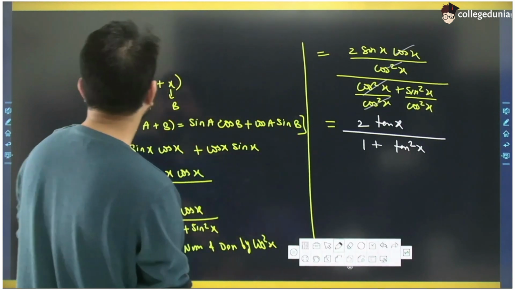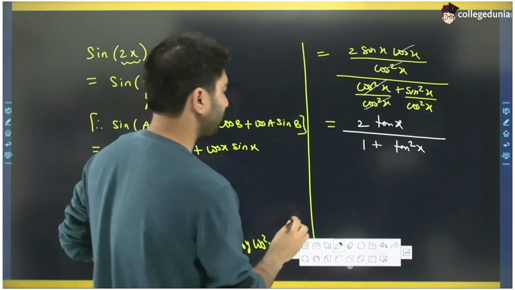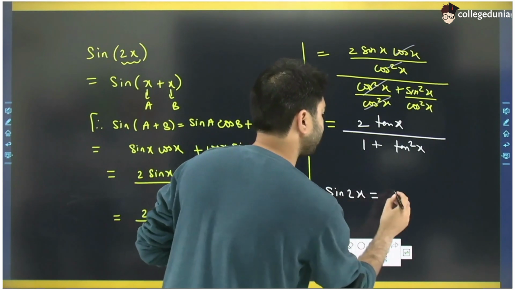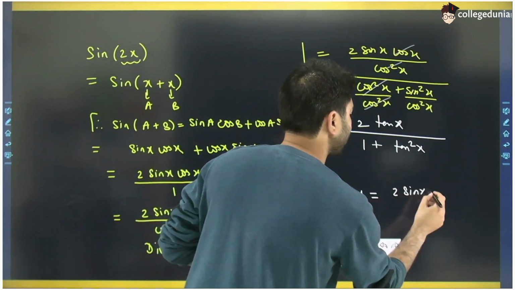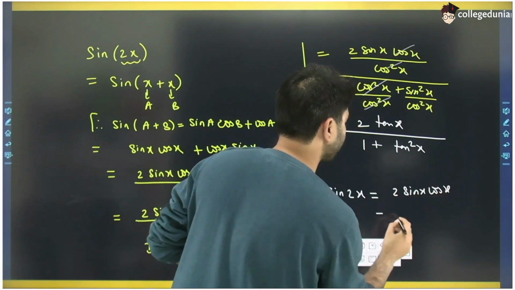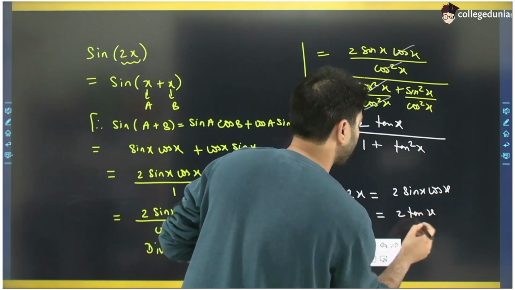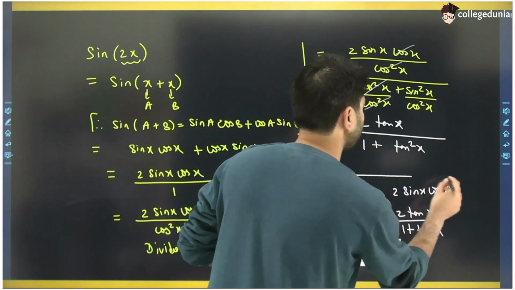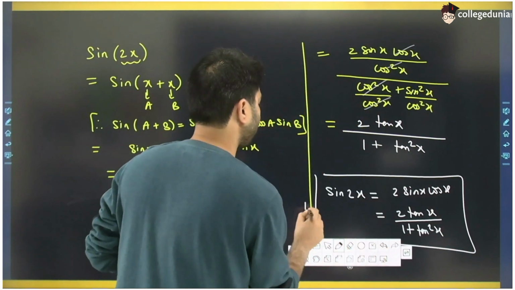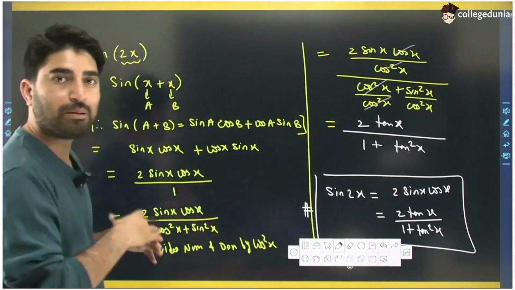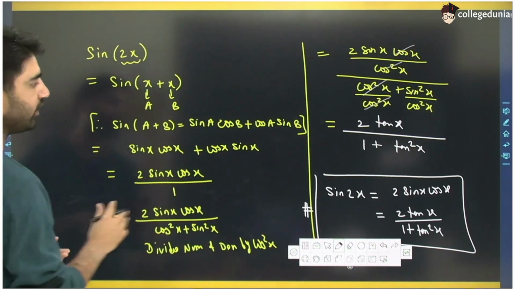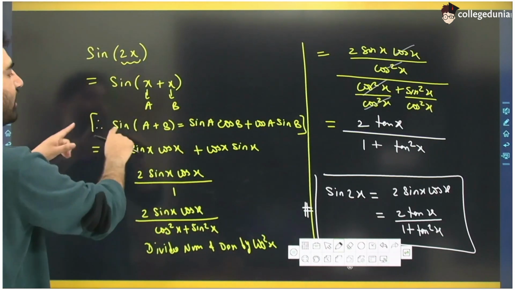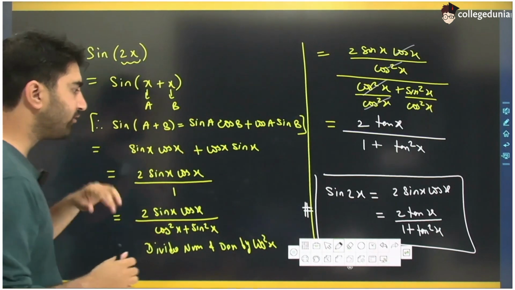So guys, if we talk about sin 2x, there are two formulas that you need to remember. Sin 2x is one, 2 sin x cos x, and the second one is 2 tan x upon 1 plus tan square x. These are the two important formulas of sin 2x which will be used in many questions. And for deriving sin 2x we have used sin(a plus b).